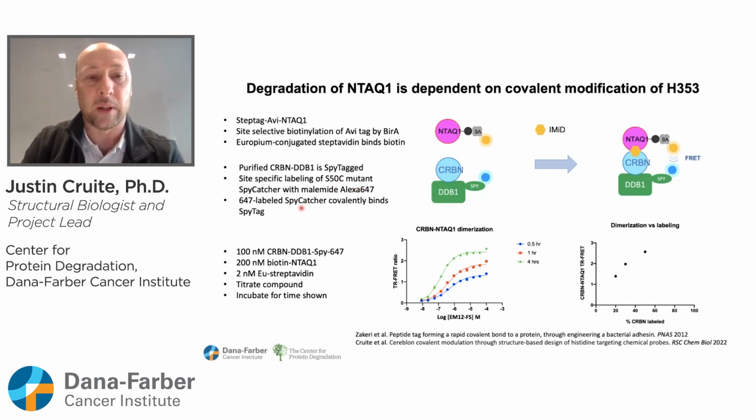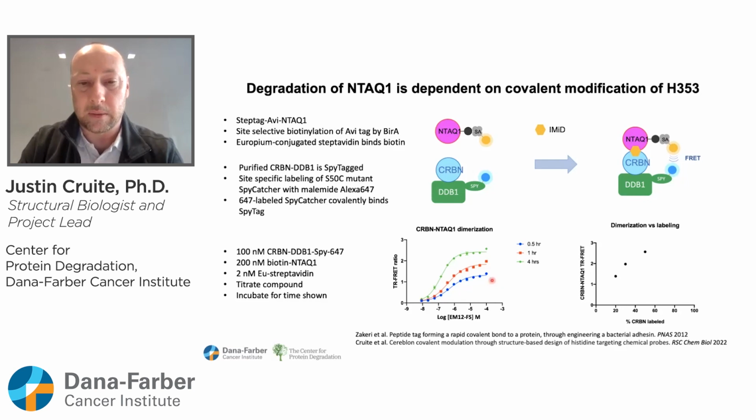SpyCatcher covalently labeled with 647 will then specifically and covalently attach to the SpyTag on DDB1, giving us site-specifically labeled cereblon-DDB1. We then mix those together, concentrations shown down here on the left, and then titrate in our compounds. If they induce an interaction, we'll get a FRET between the europium and the Alexa 647. And so we set up this assay with our covalent compounds, and then read the FRET signal at half an hour, 1 hour, and 4 hours.